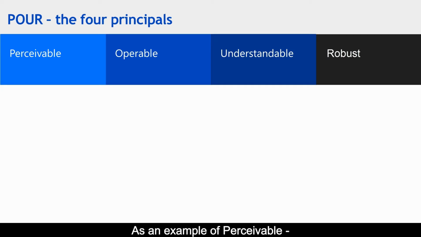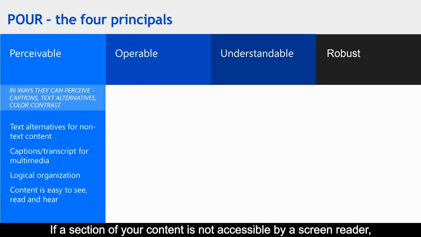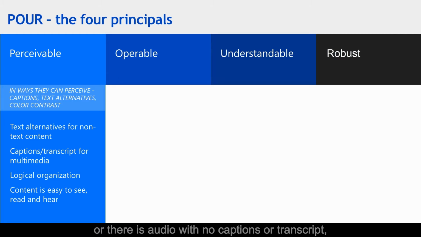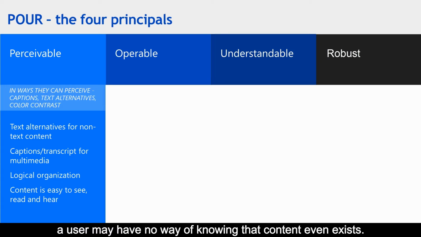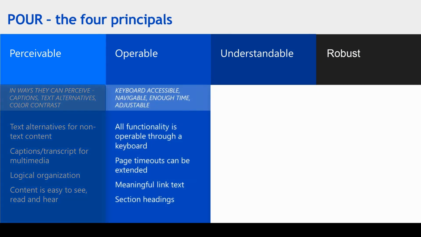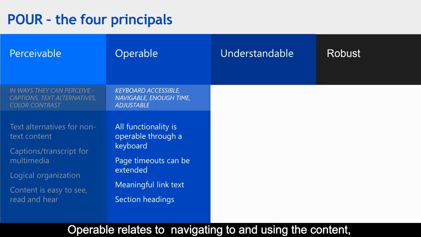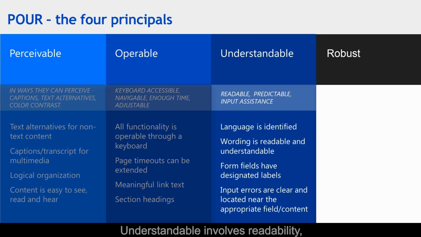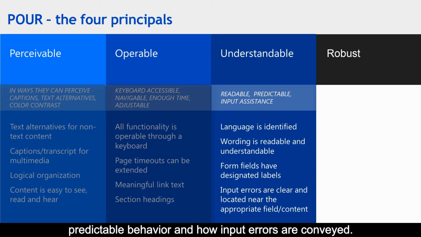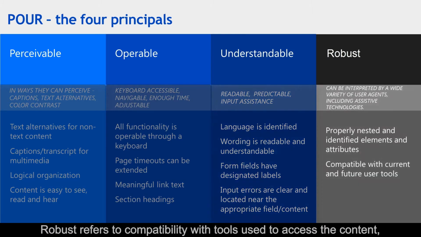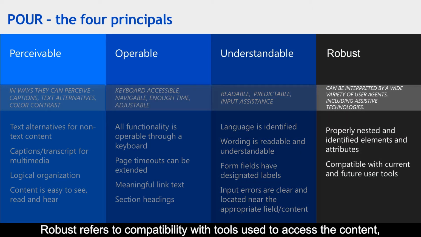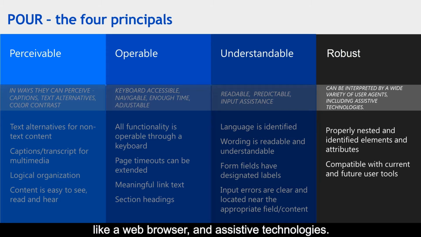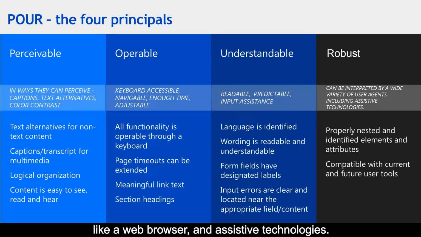As an example of perceivable, if a section of your content is not accessible by a screen reader, or there is audio with no captions or transcript, a user may have no way of knowing that content even exists. Operable relates to navigating to and using the content without getting lost, stuck, or timing out. Understandable involves readability, predictable behavior, and how input errors are conveyed. Robust refers to compatibility with tools used to access the content, like a web browser and assistive technologies.